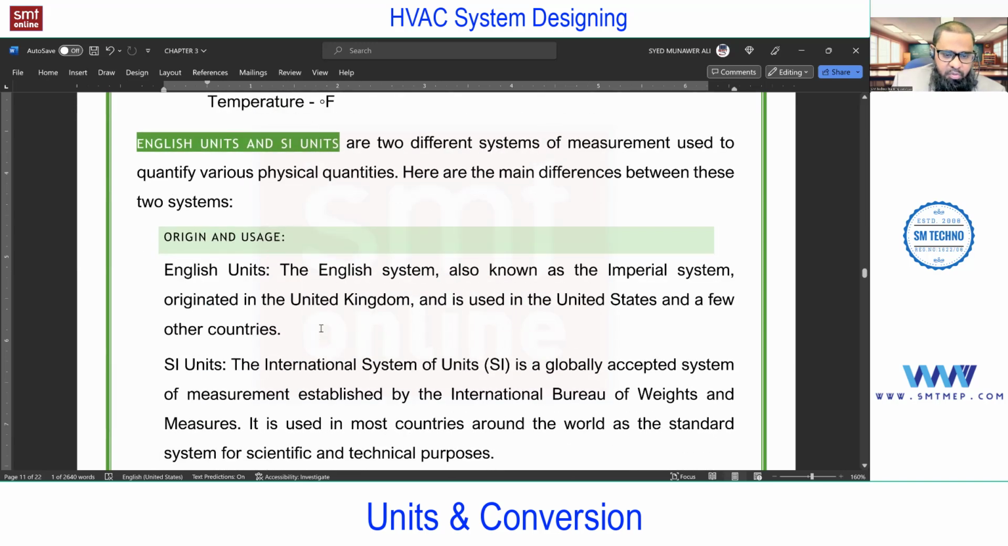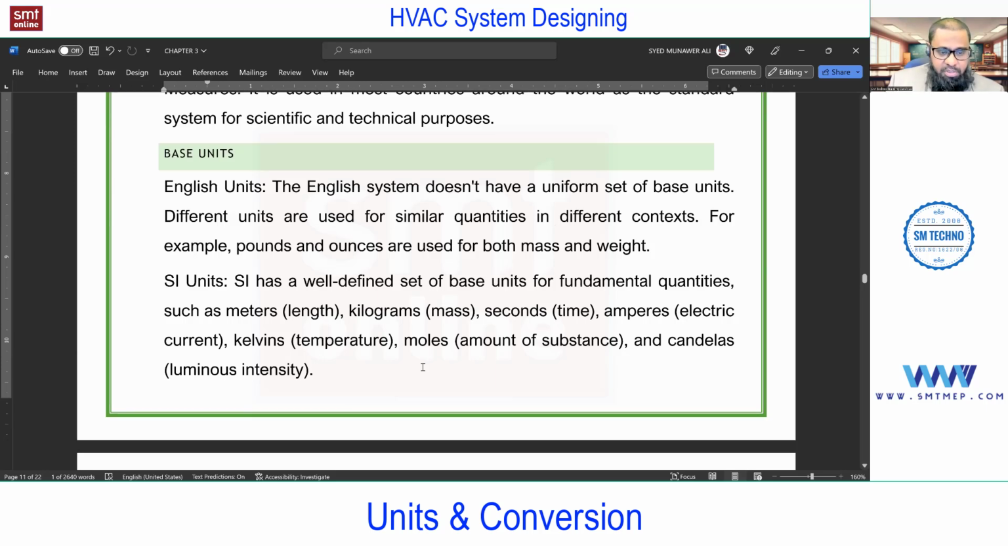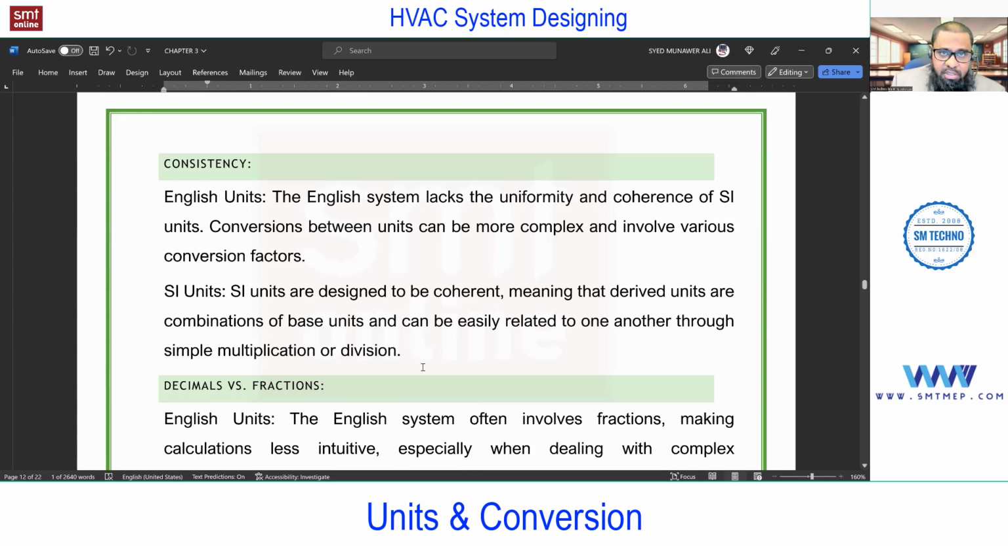You see, what I explained in the theory, you can read after this session. The origin, the use and the base unit, what I explained, I have given in the theory also, so that you can use it as a reference. Consistency, accuracy, all this I have given. If you're looking for accuracy, you can expect it in SI or metric, because in the English system, feet and inches mean small components. If you measure in inches, you cannot maintain the accuracy.